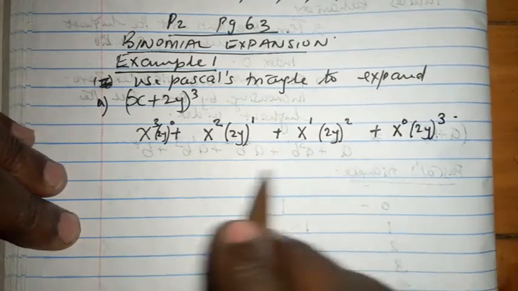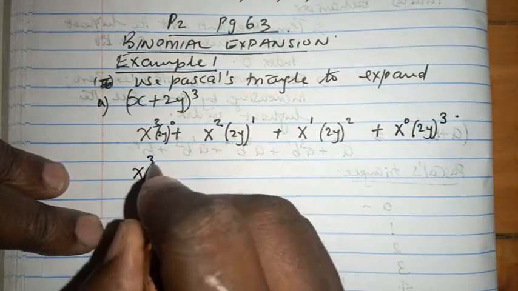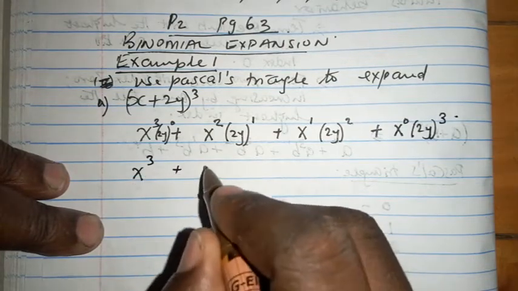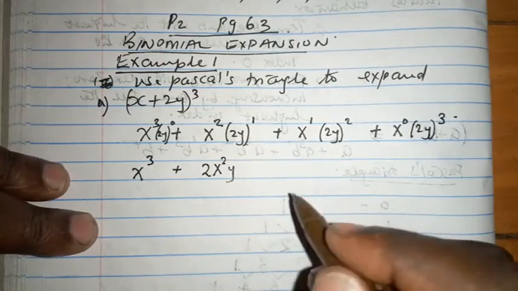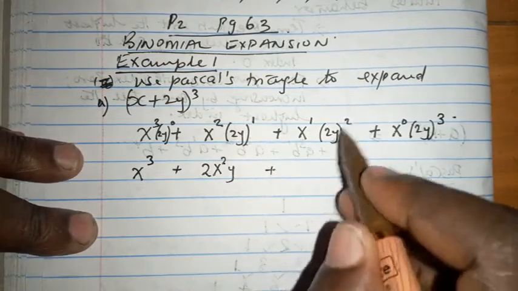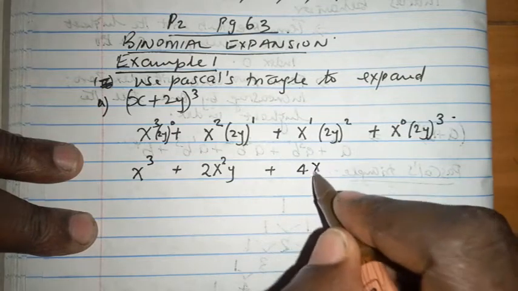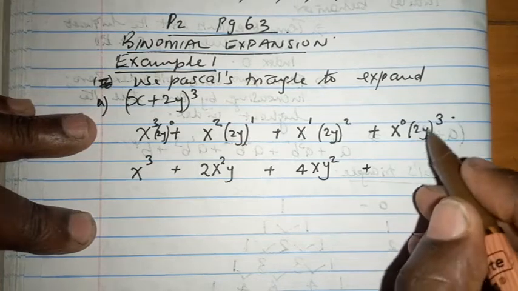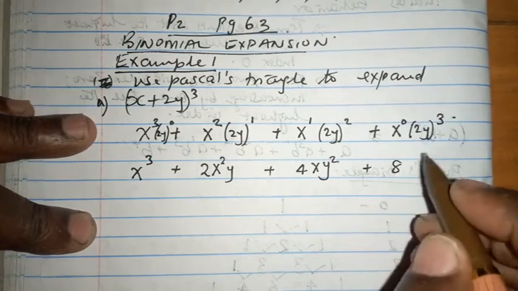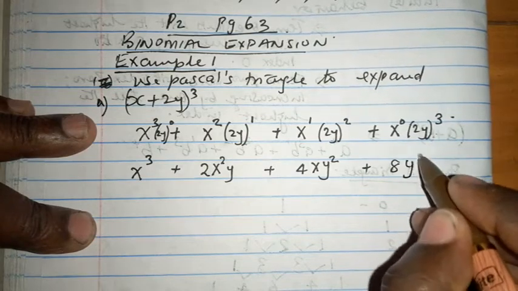So when you evaluate this one, it gives you x cubed plus 2x squared y plus 2 squared is 4, x is power 1 and y is squared, plus 2 cubed is 8, x is to power 0, which means 1, y cubed.